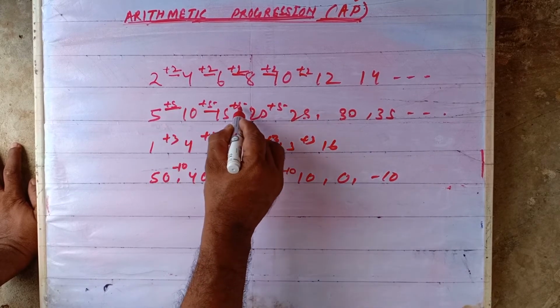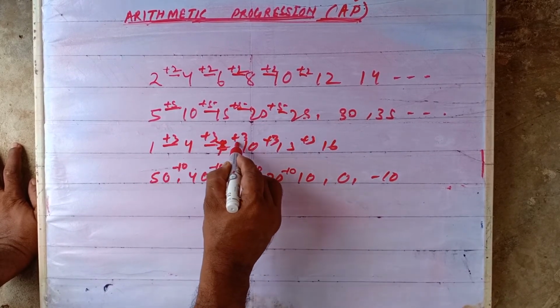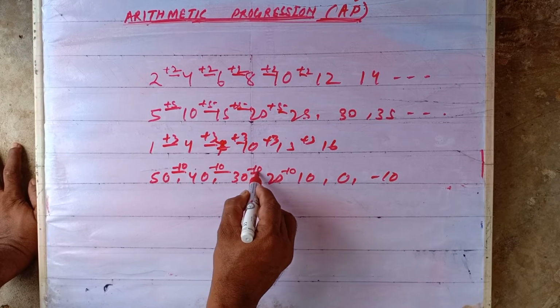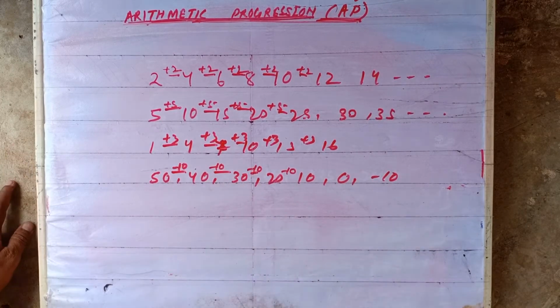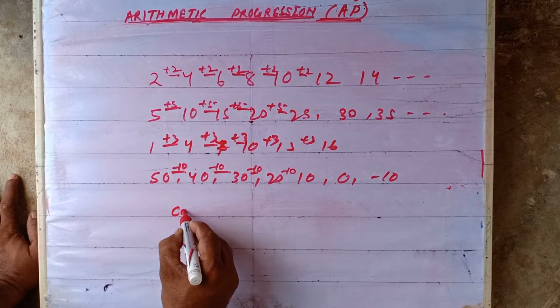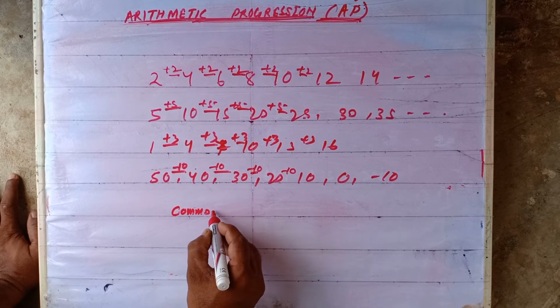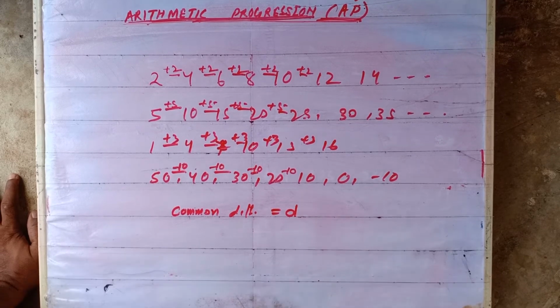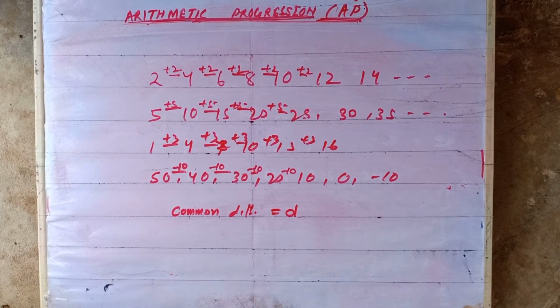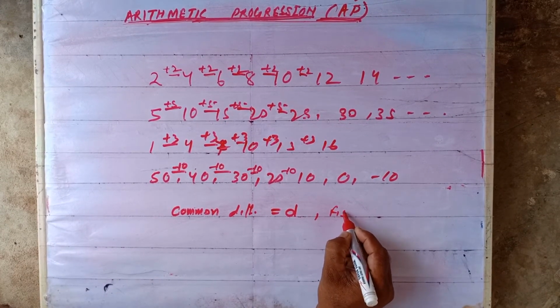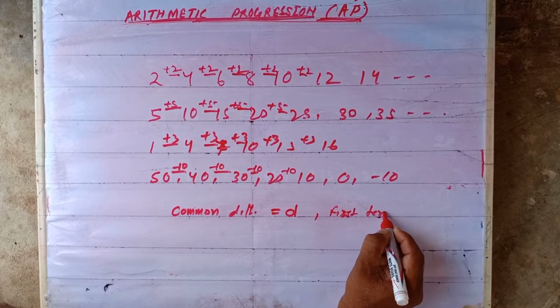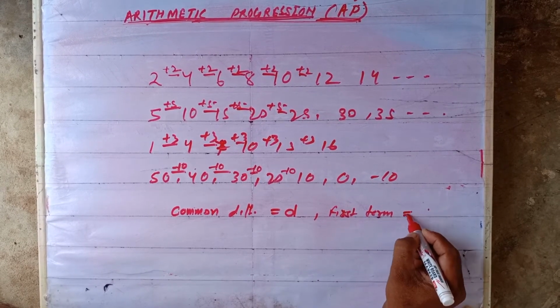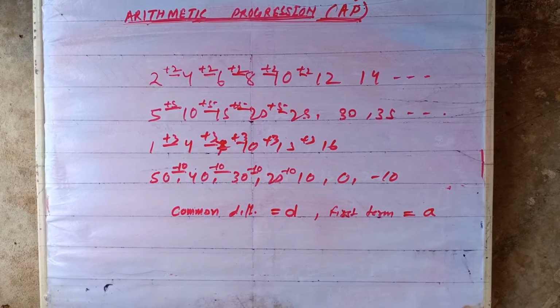Here 2 is commonly added, here 5 is commonly added, here 3 is commonly added, here minus 10 is commonly added. So this is called the common difference, denoted by small d. And the first term is denoted by a generally. Clear? Now we'll find the general term of an AP.